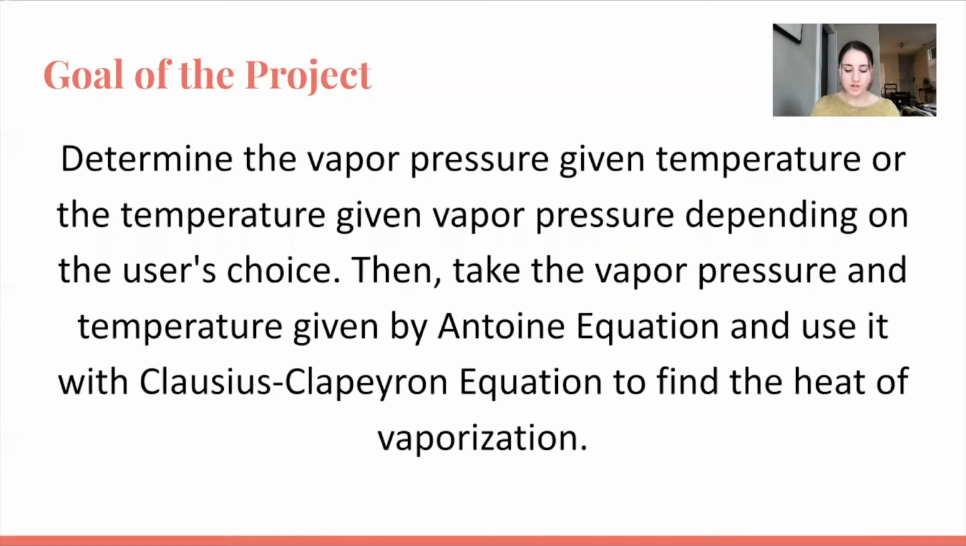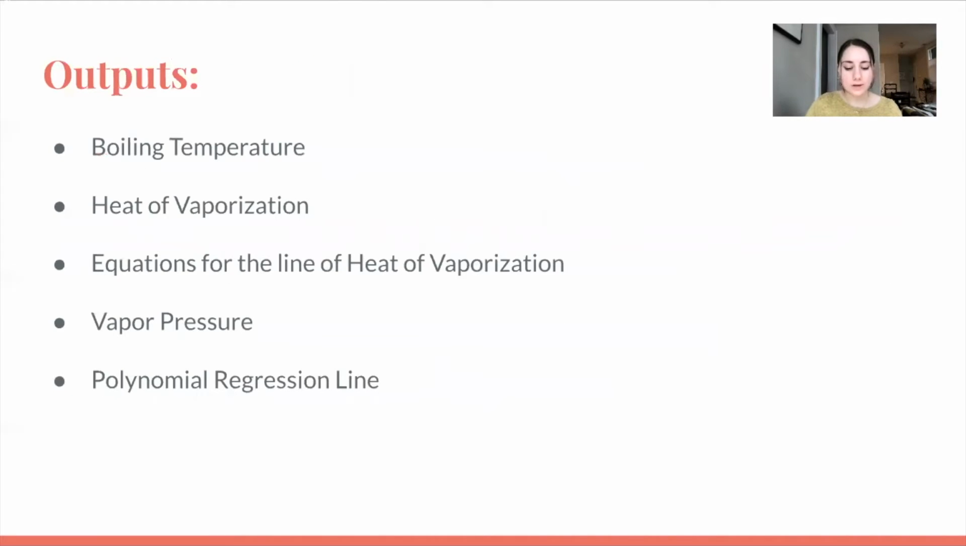The goal of our project was to use the Antoine equation to determine the vapor pressure given temperature, or the temperature given vapor pressure, depending on the user's choice. Then take the vapor pressure and temperature given by the Antoine equation and use it with the Clausius-Clapeyron equation to find the heat of vaporization. The initial vapor pressure for the equation will be found by determining the vapor pressure of the substance at room temperature, and the outputs we were expecting from writing this code are right here, and they were to be different depending on the user's choice of compound.